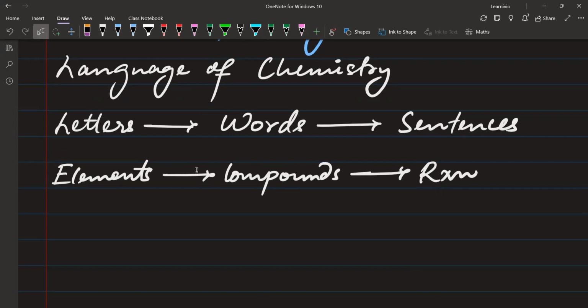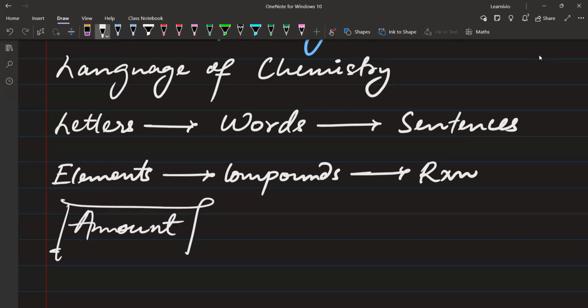Let's assume you have to go to the lab and perform some reaction. In order to perform any reaction, you will have to deal with the amount of things, like the amount of reactant you have to take, and then you will have to calculate the amount of product. In the practical sense, we are more concerned with what amount of reactant we have taken and what amount of product is to be formed. That is why in this class, we are going to learn about elements, compounds, and reactions, but in the context of their amounts. Is that clear? Yes or no? Please tell me. Makes sense? Yes, sir.